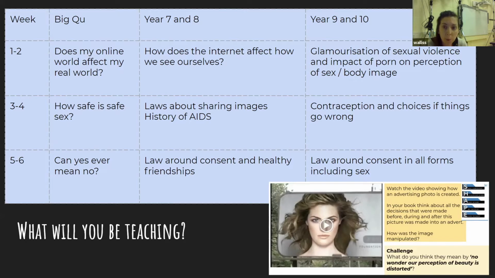It's really important that we have these discussions with them because otherwise they are learning it from other means that we might not think are healthy. Weeks 3 and 4 is all about safe sex. With years 7 and 8, we will talk about the laws about sharing images, and we will also talk about the history of the AIDS crisis. At year 7 and 8, they will not be learning about how to put on a condom. It's more about the laws that are there to protect them, what to do if somebody breaks it, and making sure that they don't break it themselves.